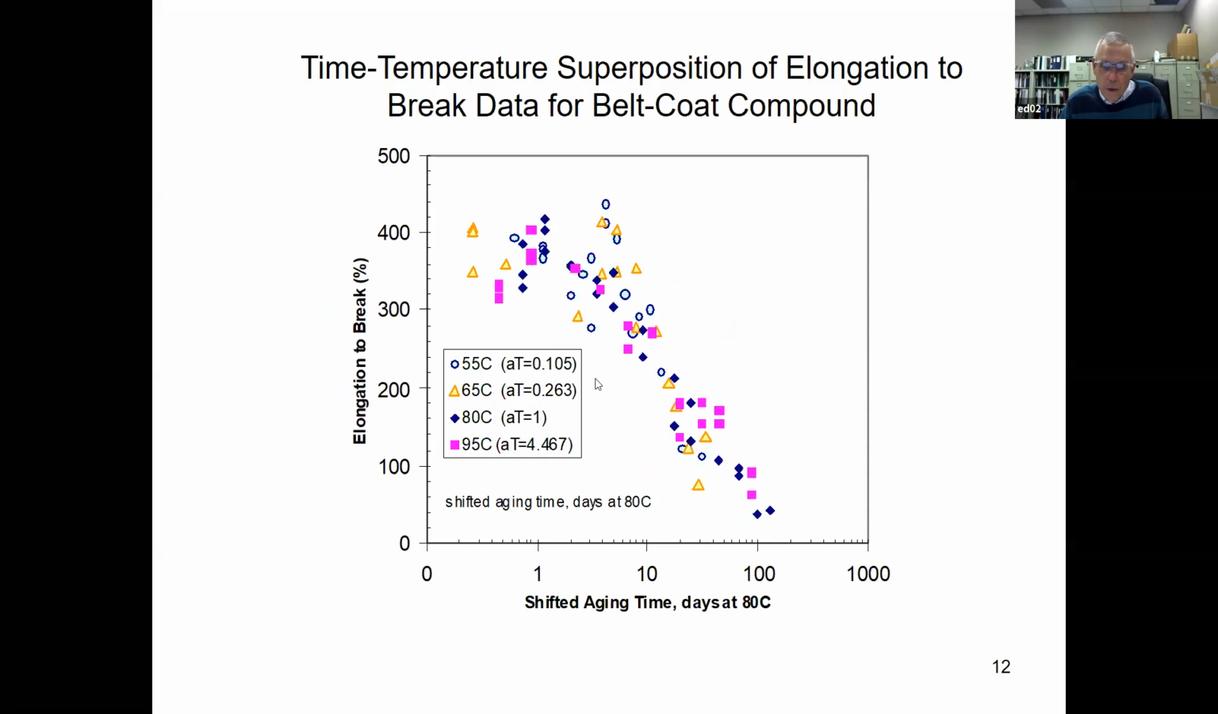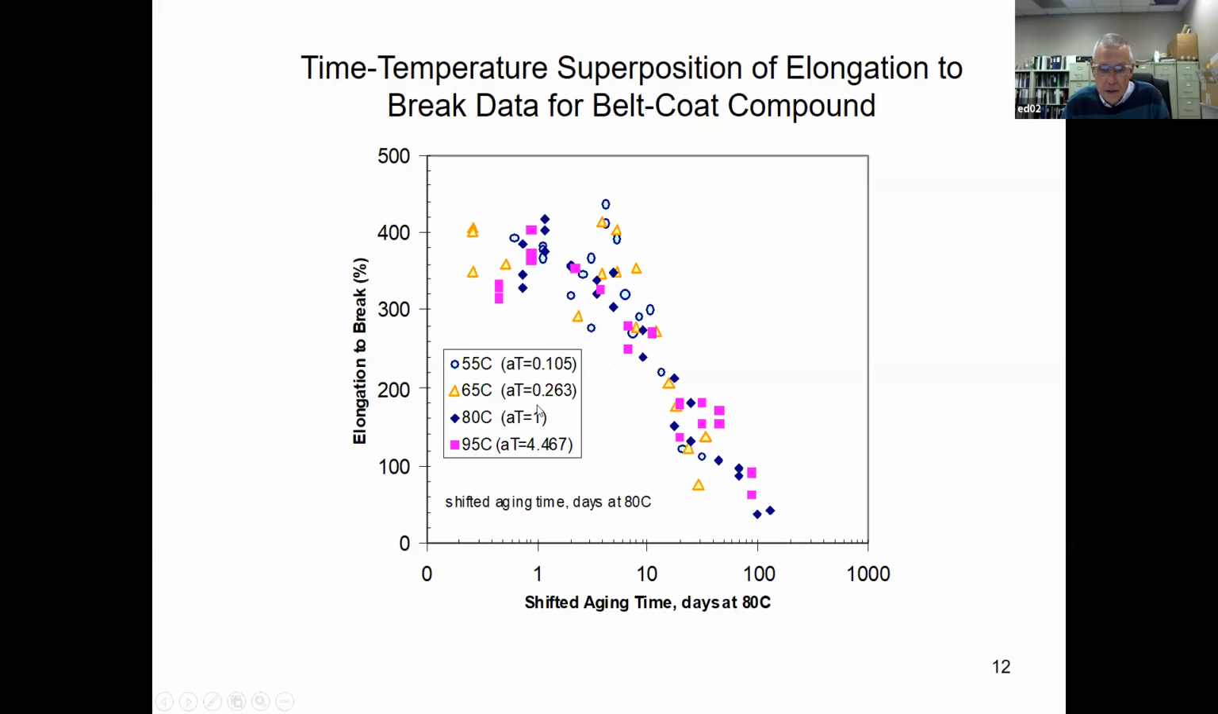So what we're after are these shift factors, so we're shifting horizontally to obtain them. We shift all the data onto 80 degrees. So the shift factor is 1. Shift factor is a relative rate, so a multiplication factor of 1. So the 80 degree data is not shifted. The 55 degree data is shifted onto 80 degrees. 65 was shifted onto the 80, and then the 95 was shifted onto the 80 degrees.